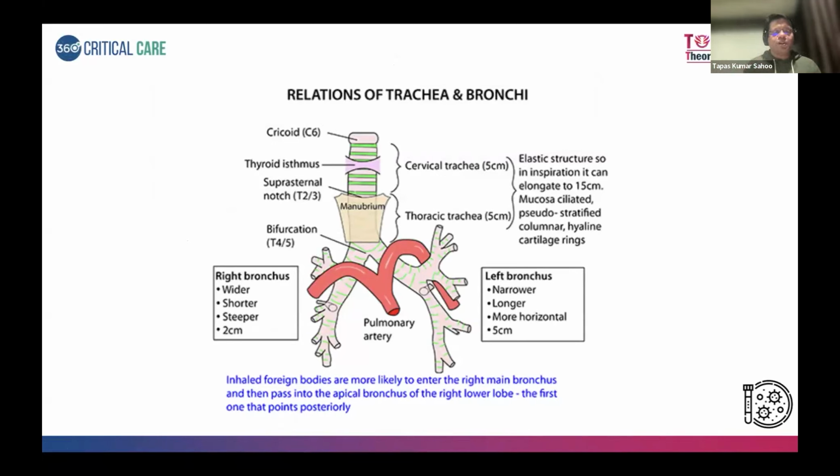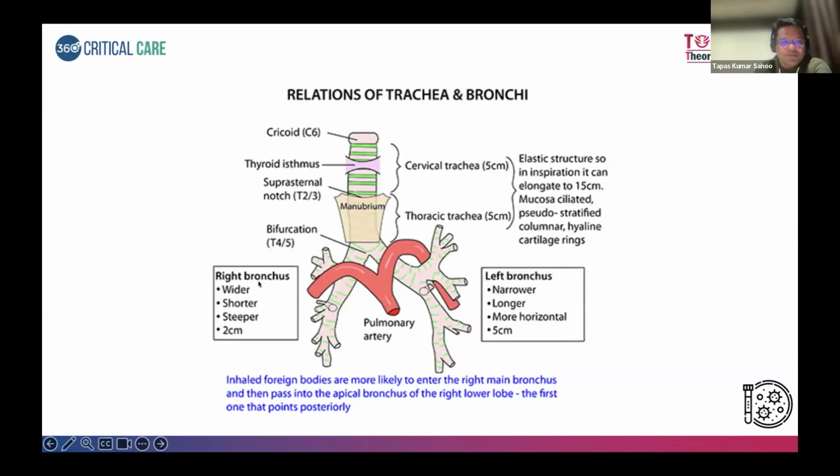Now the cricoid is at the level of C6, and the trachea is divided into cervical trachea and thoracic trachea. Cervical trachea is 5 centimeter, thoracic trachea is 5 centimeter. Just remember 10 centimeter divided into cervical trachea 5 centimeter, thoracic trachea 5 centimeter. Now this is the thyroid isthmus, suprasternal notch, manubrium, and the bifurcation occurs at the level of T4-5. Again, you have to remember these labels in the examination. They would be very keen on asking you T4 or 5.